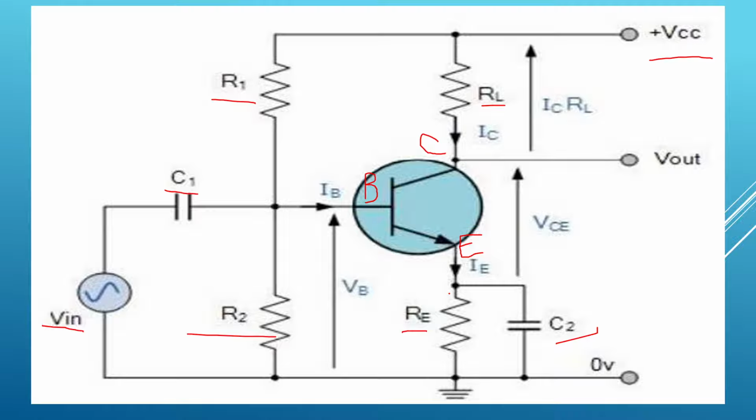You should call this circuit a common emitter amplifier circuit. Here the purpose of the R1 resistor is to provide forward bias, and R2 is used to develop the bias. RL is the load resistor.